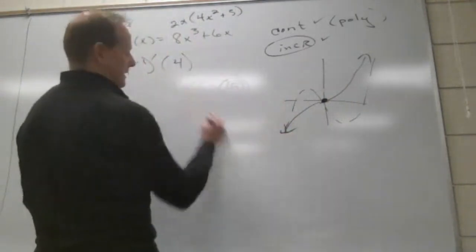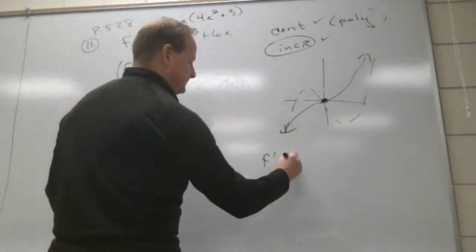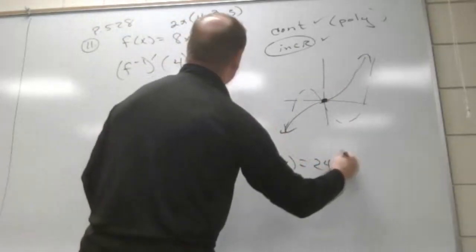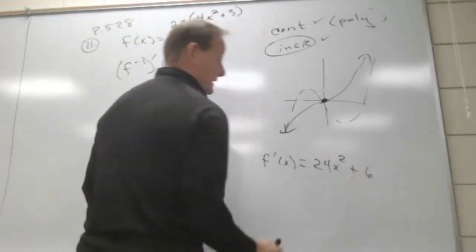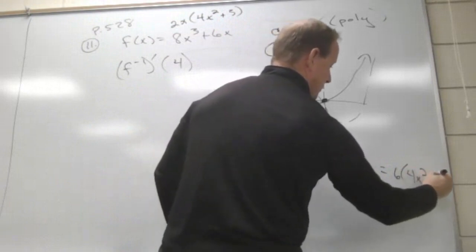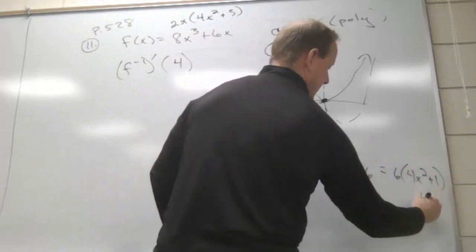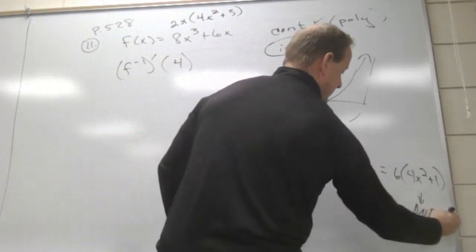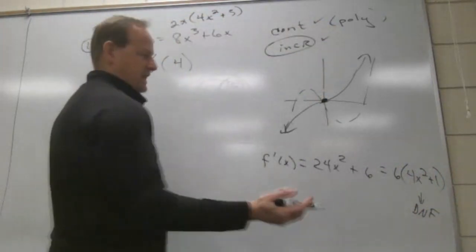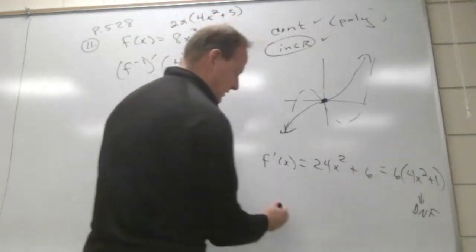The other thing that we could do is we could say, what's f prime at x? F prime at x is going to be 24x squared plus 6, right? Which is 6 times the quantity 4x squared plus 1. This does not factor. So basically, the sign of f prime doesn't change. There are no critical numbers here.